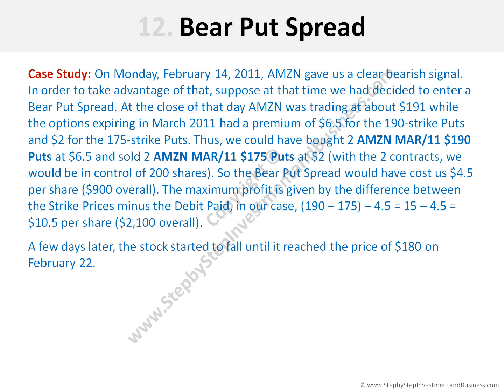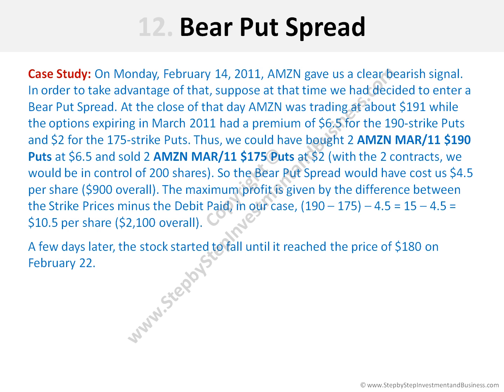the 175 strike puts. Thus, we could have bought 2 puts with a strike price of $190 and expiration in March 2011 at $6.5, and sold 2 puts with a strike price of $175 and same expiration at $2. With the 2 contracts, we would be in control of 200 shares. So the bear put spread would have cost us $4.5 per share, that is, $900 overall.